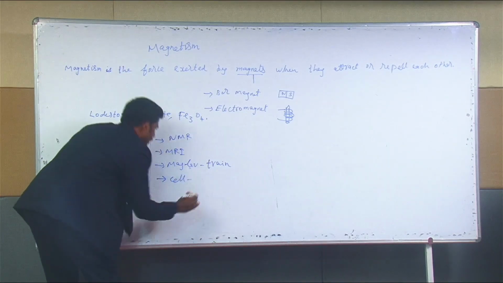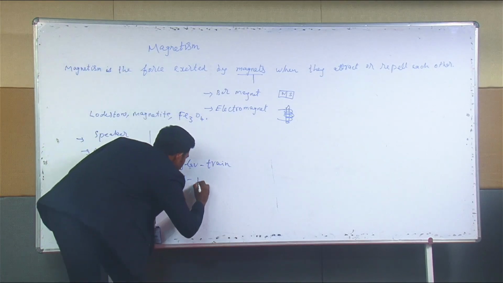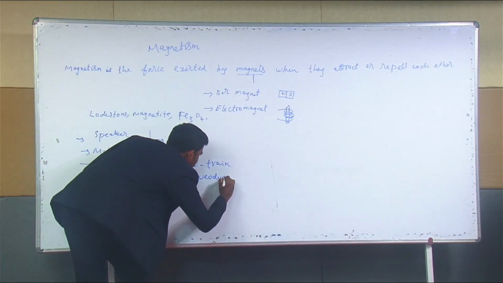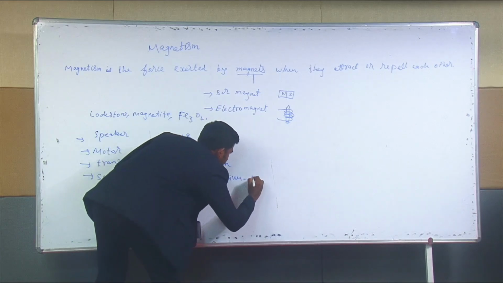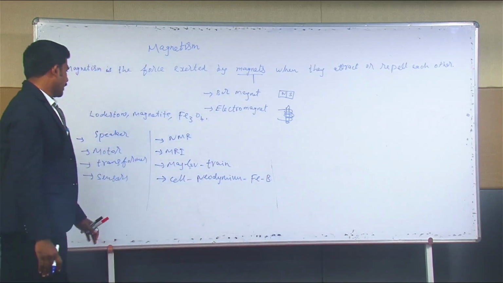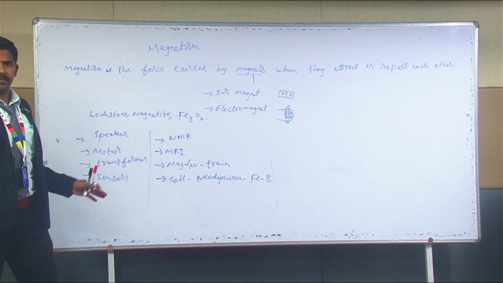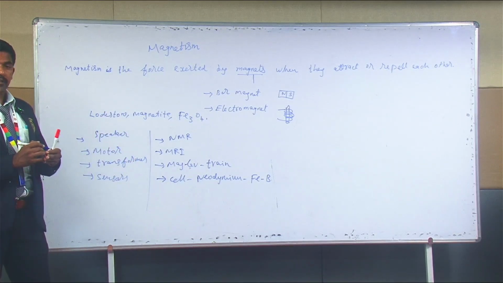For example, a cell phone has neodymium iron boron magnets. So whether we directly use a bar magnet or a solenoid magnet, we are using an electromagnet.